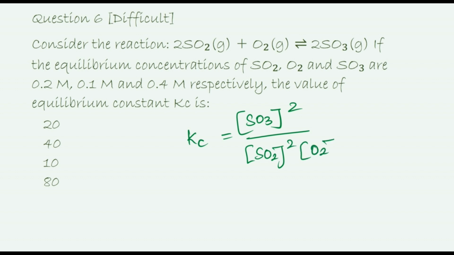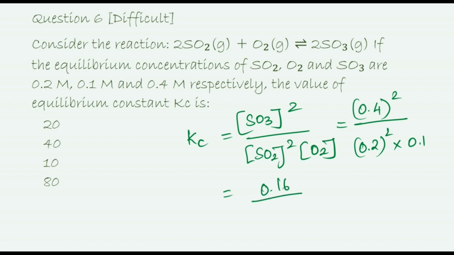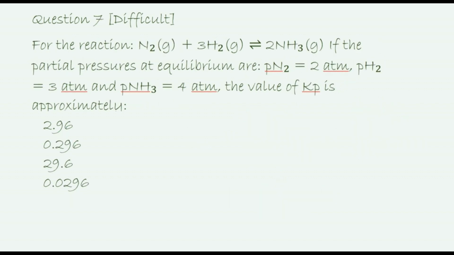Is it? So SO3, which is 0.4 squared, over SO2 0.2 squared into 0.1, which becomes 0.16 divided by 4 into 0.1, that is 0.004, which makes 40 as our answer. Here the question is asked to find out the Kp.